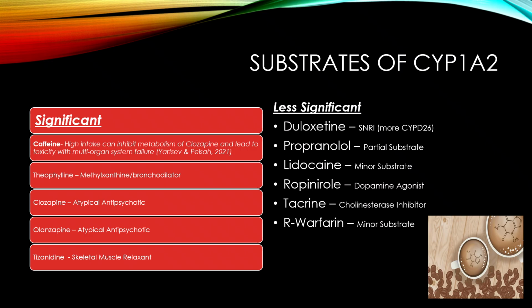Less significant substrates: duloxetine, which is an SNRI. This is more a substrate of CYP2D6. Propranolol, which is a partial substrate. Lidocaine, a minor substrate. Ropinirole, which is a dopamine agonist. Tacrine, which is a cholinesterase inhibitor. And warfarin, which is a minor substrate, a blood thinner.